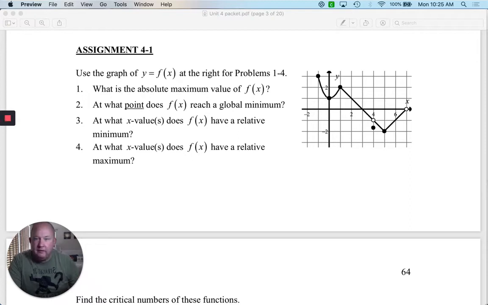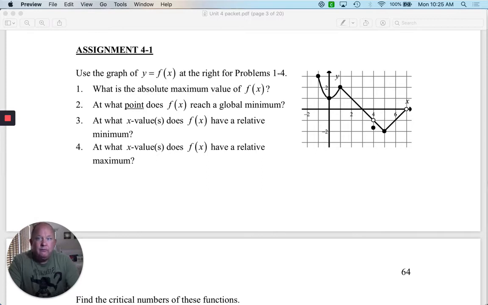All right, so here we are, assignment 4.1, beginning of unit 4. You've already seen the lesson and wrote down your notes for the lesson. So this assignment is about absolute maximum, absolute minimum, the mean value theorem. We're going to practice right now together so we understand what those mean.